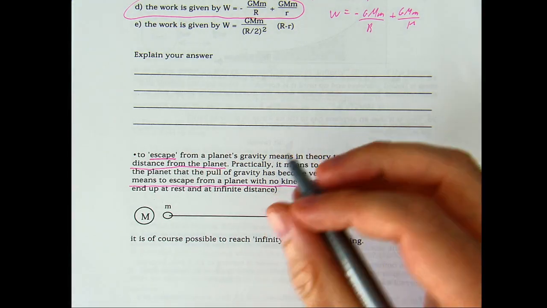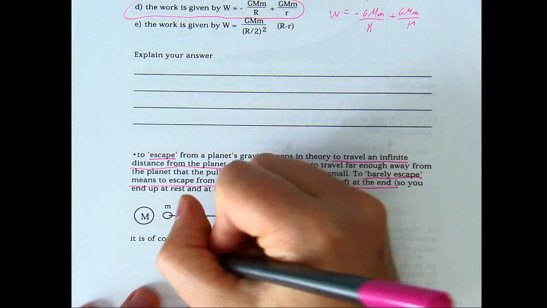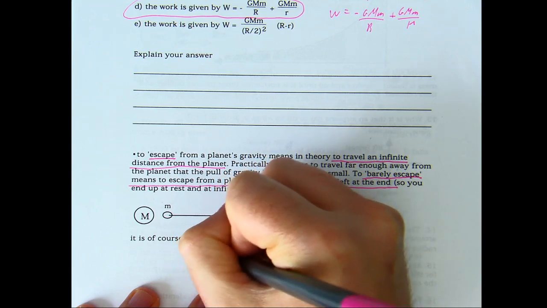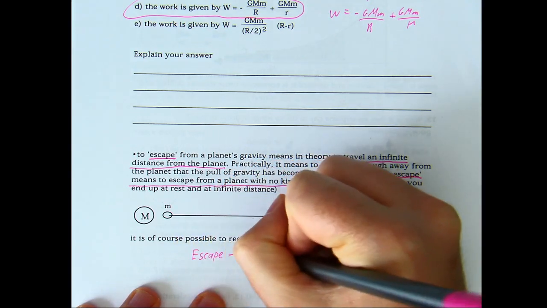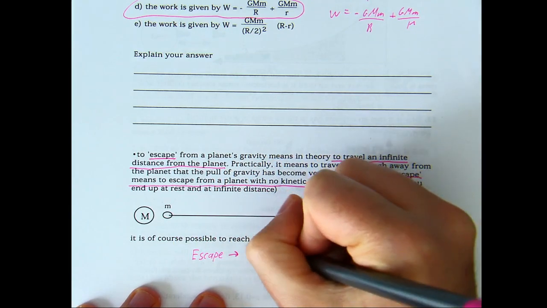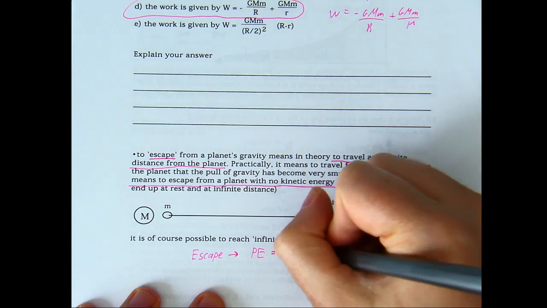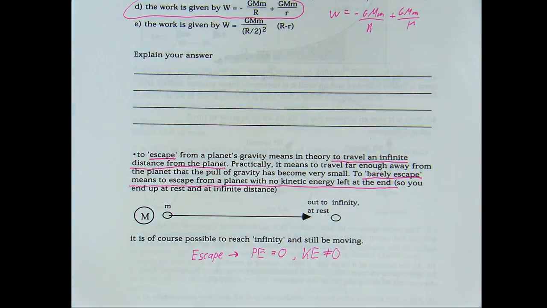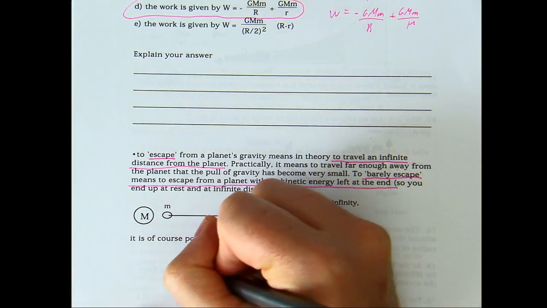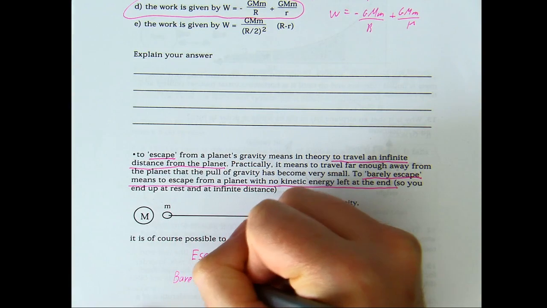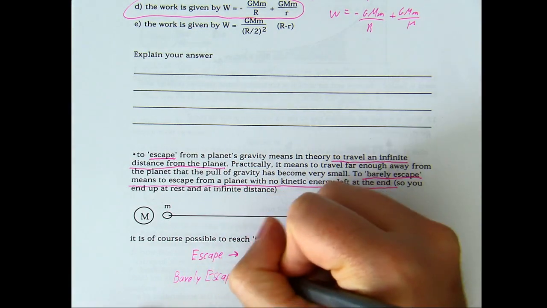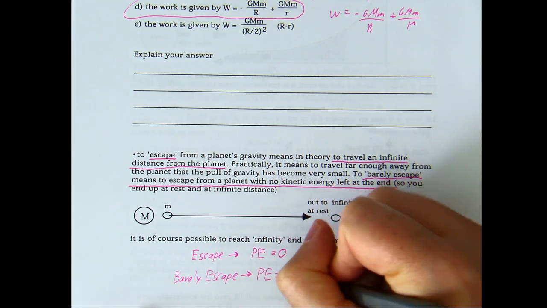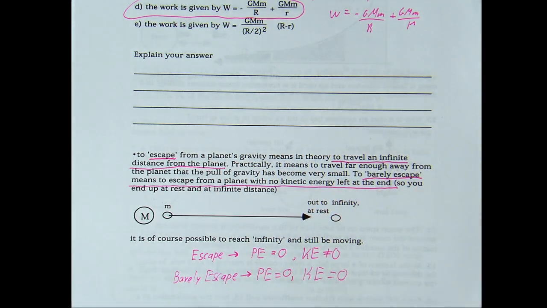So this language of escape implies that your potential energy equals zero, but you could theoretically still be moving, like so many probes that are really far away from our planet. Or there's this idea of barely escaping. The implication here being that the potential energy equals zero and your kinetic energy equals zero. You're infinitely far away and now not moving.